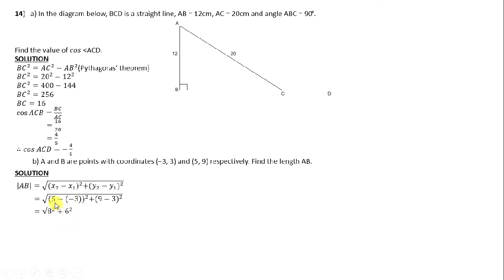So we have 5 plus 3 giving us 8 squared plus 6 squared. If you multiply 8 by itself twice, you get 64. Multiply 6 by itself twice, you get 36. So if you add 64 plus 36, you get 100. So we are finding the square root of 100. Which number are we supposed to multiply by itself twice to get 100? 10. Therefore, the distance or the length AB is 10 units.